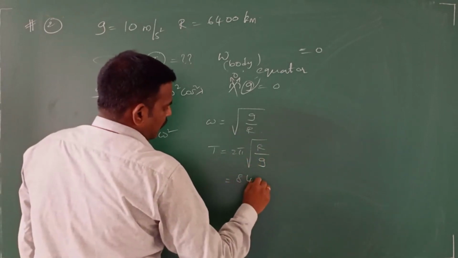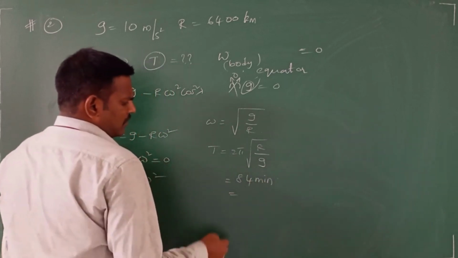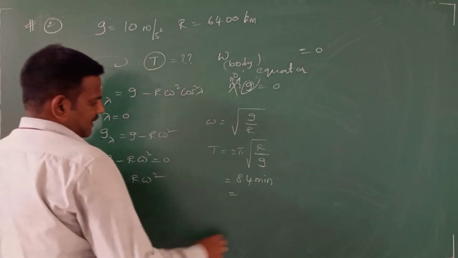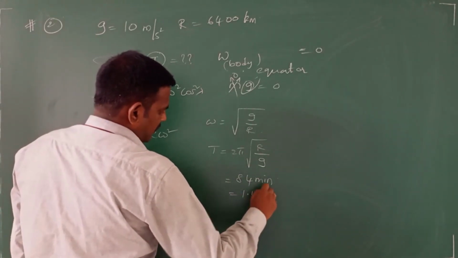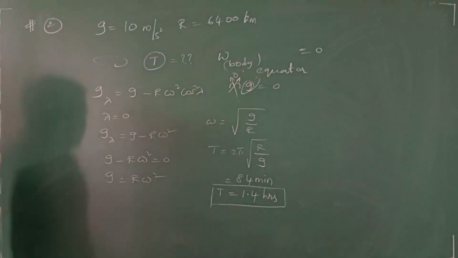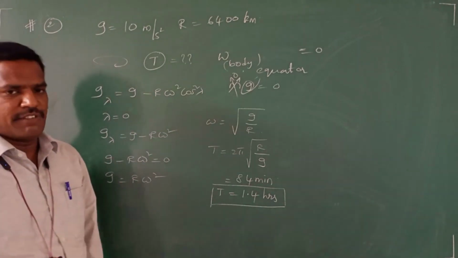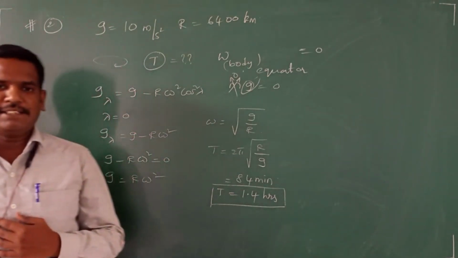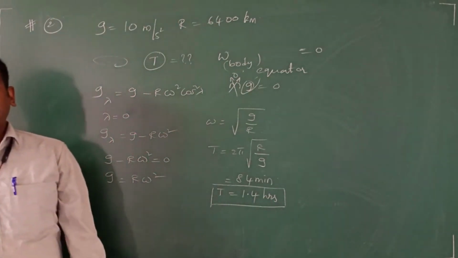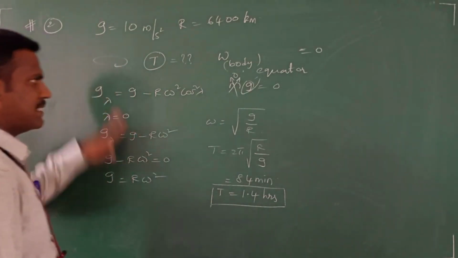This value will be 84 minutes, that is 60 plus 24 minutes, therefore it can be written as 1.4 hours. So this is nothing but the time period of revolution. Now what is our time period of revolution for Earth? 24 hours. So if our Earth has one day in just 1.4 hours, then our weight near the equator will be 0. We will be in free fall near the equator. That is the meaning of this topic.